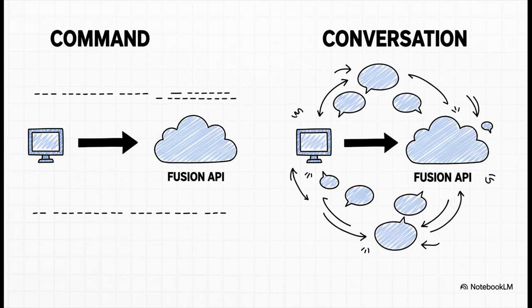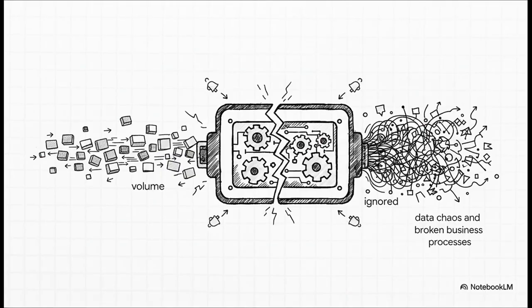You look at a Fusion API and you think, awesome, I'll just call it. And that thinking completely misses how Fusion actually works under the hood. These aren't simple one-shot commands. They're often transactional, they're state-driven, and a lot of them are asynchronous. That means you send a request and Fusion says, got it, I'll get back to you. It's a conversation, not a command. And when you treat that conversation like a simple command, things just fall apart.